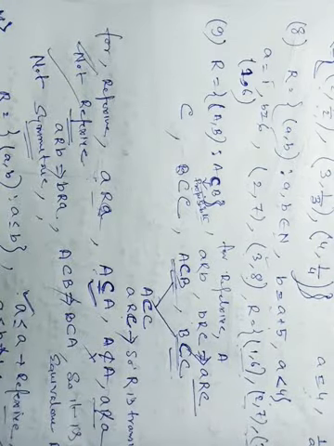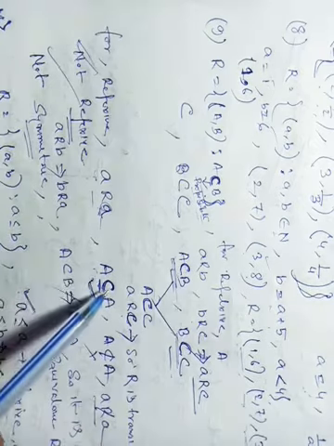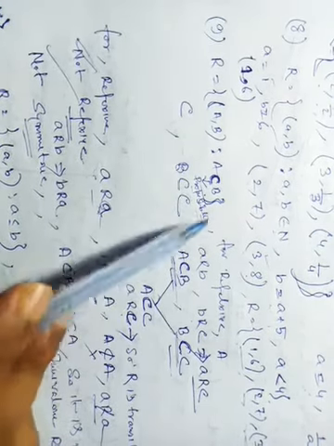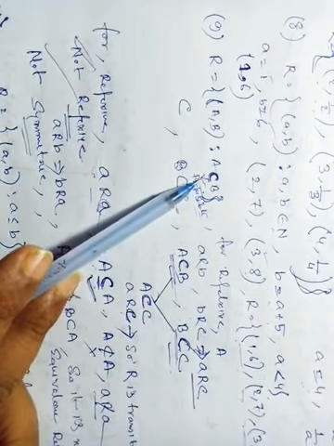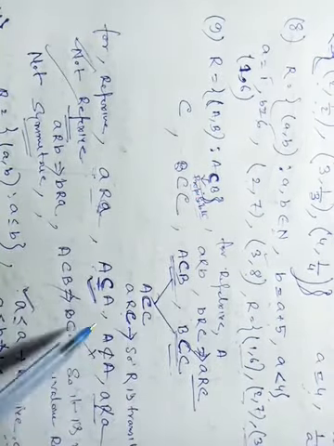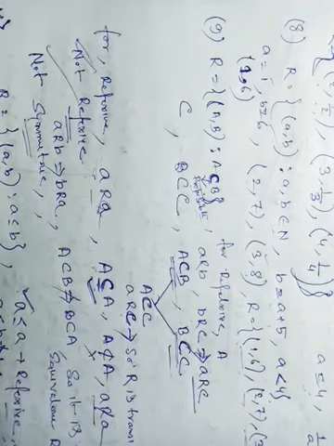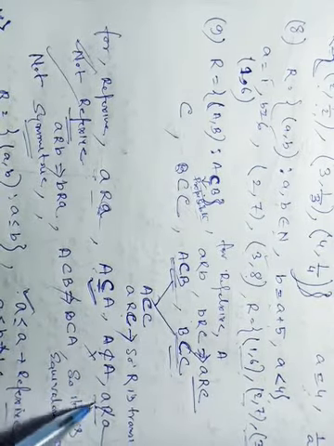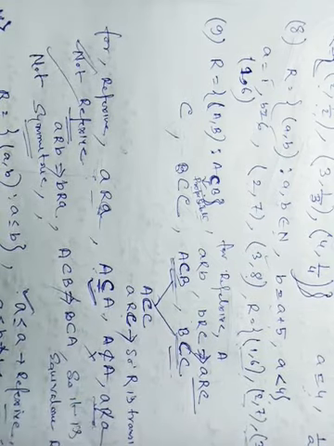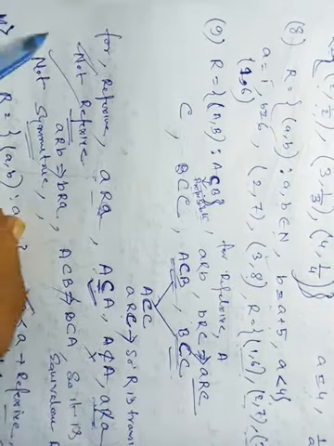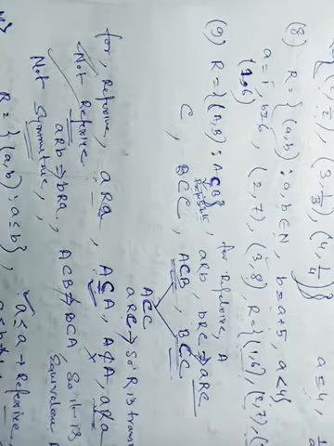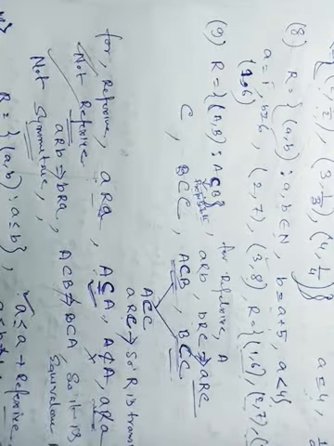Now here A is a subset of A. But in this relation, the relation is proper subset, right? So A is not a proper subset of A. It should be a subset of A. So A related to A does not happen. That means it is not reflexive. Now come to the next, symmetric.